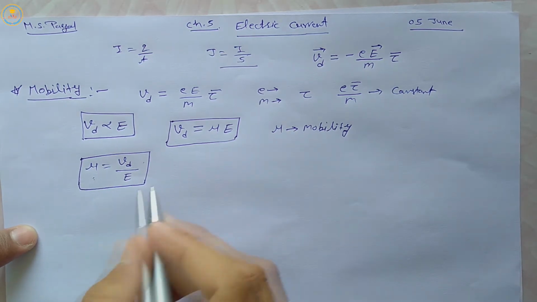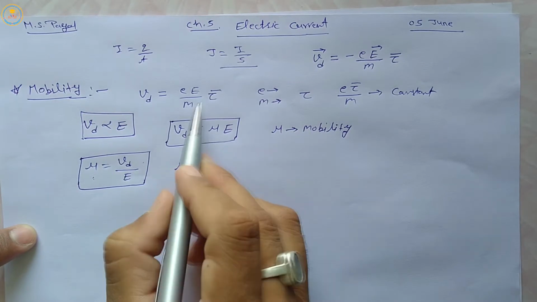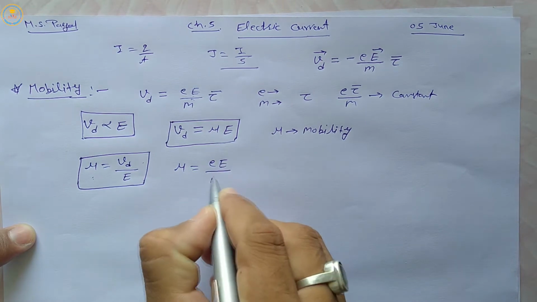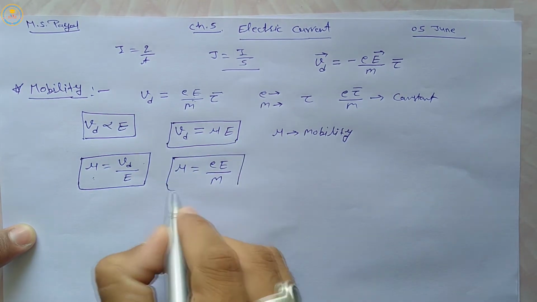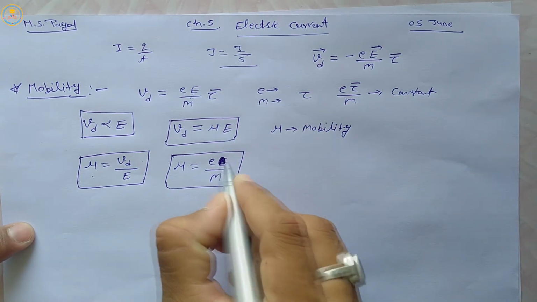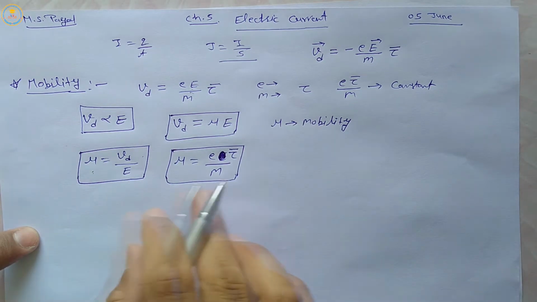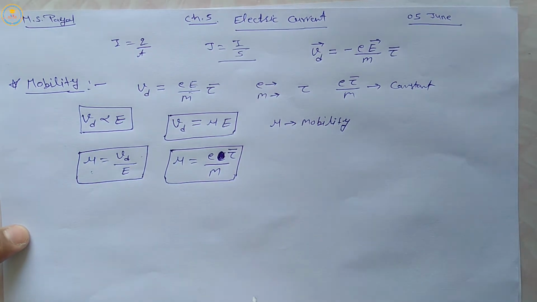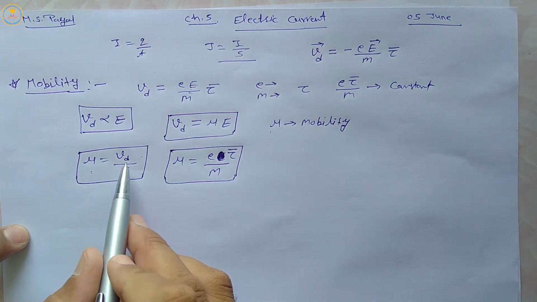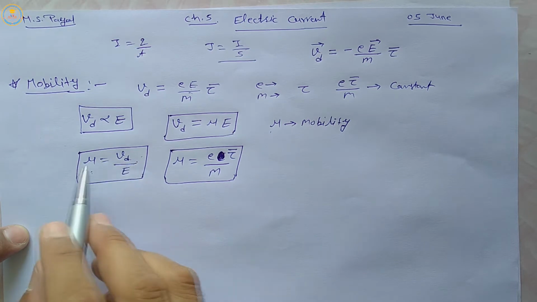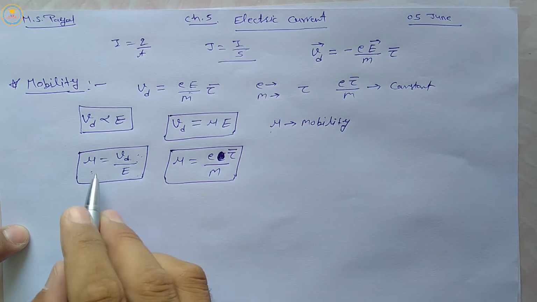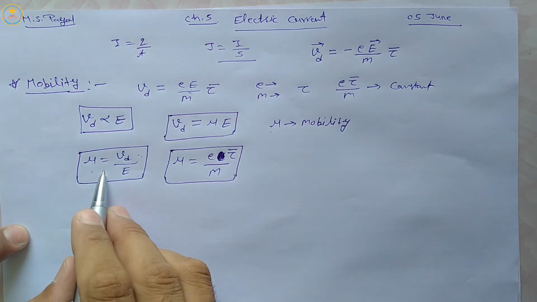Another form of mobility: comparing both equations, we get mu is equal to e tau bar upon m. These are the values of mobility mu. Mobility is denoted by mu. Again, the ratio of drift velocity of free electrons and applied electric field is equal to the mobility of free electrons.